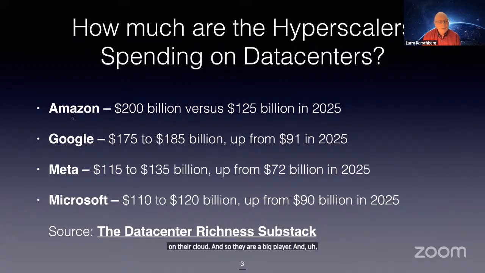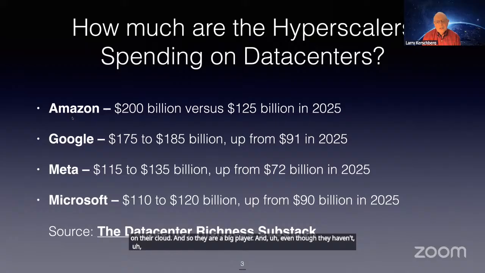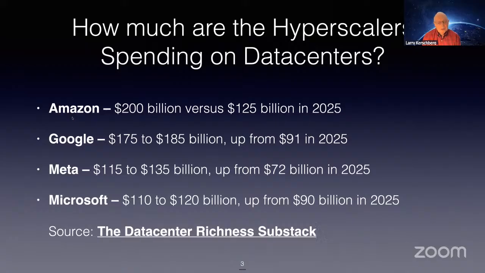And even though they haven't been as vocal as some of the others, let's say, they do run both Claude and OpenAI as part of their offerings on Amazon Web Services. So I got this from the Data Center Richness Substack. So if you want to subscribe, you can see what they're writing about. I thought it was interesting that we're seeing a tremendous amount of spending by all of these companies on infrastructure.